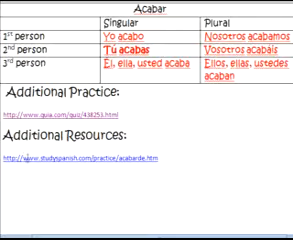All right, I hope this has been helpful to you. Again, there's some additional practice there with acabar de, with StudySpanish.com. If you need more practice with ser and estar, the internet is full of activities.